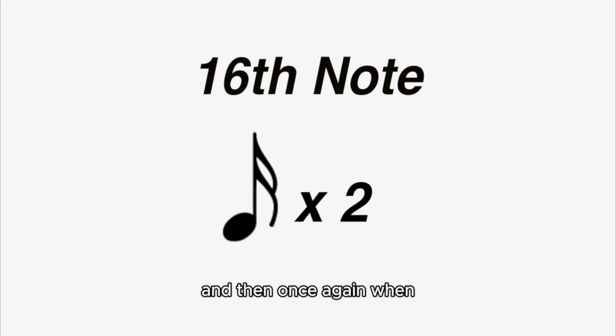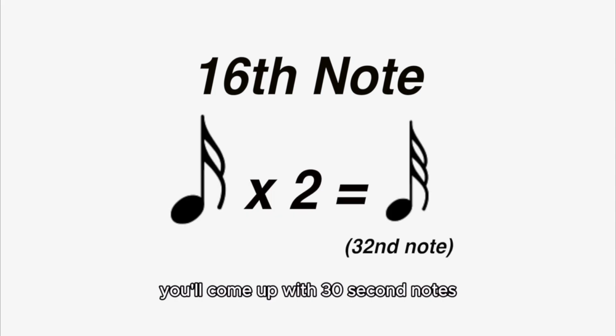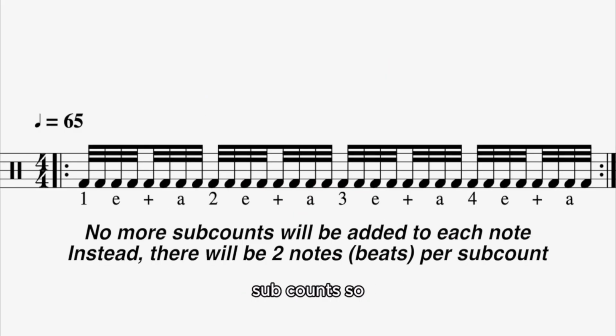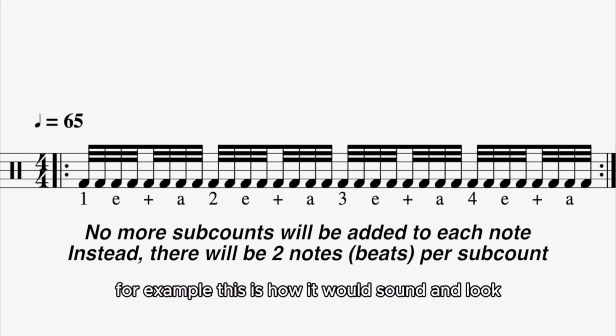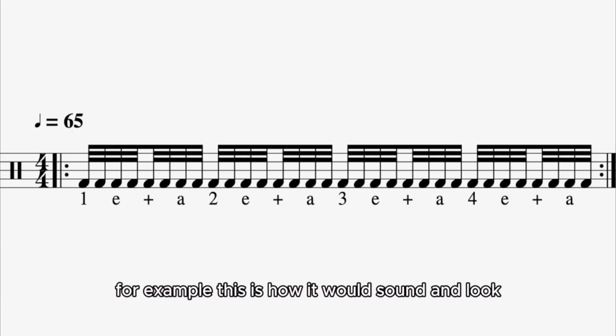And then once again, when you double up or times 2 the 16th notes, you'll come up with 32nd notes. And with 32nd notes, you won't add any more subcounts. So for every subcount, there will be 2 beats. For example, this is how it would sound and look.